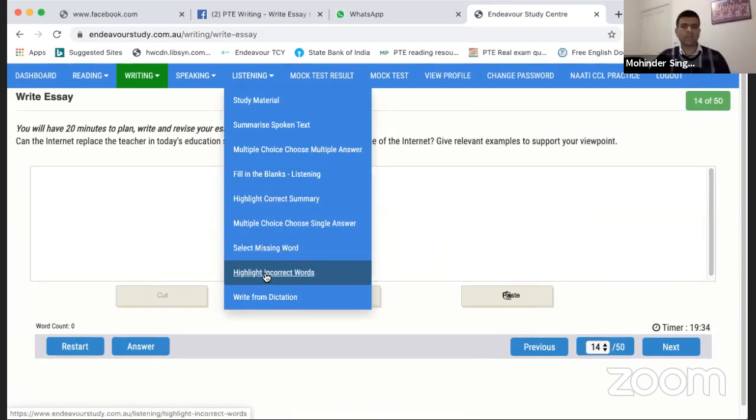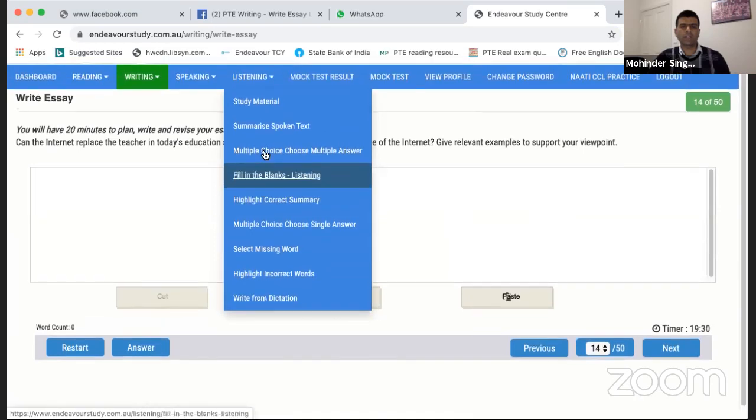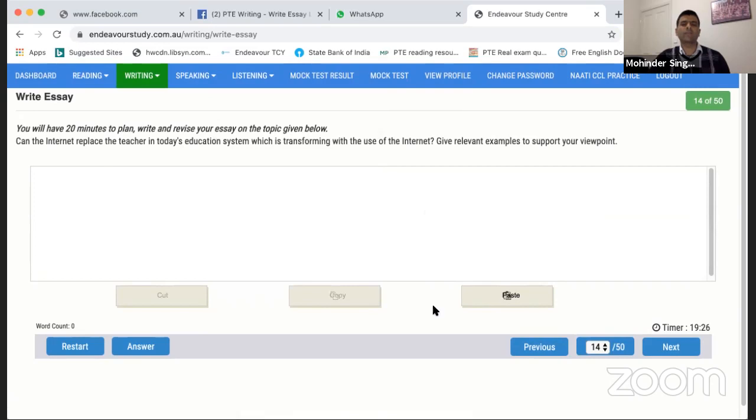Similarly in the listening module, we have a 500 plus write from dictation. We have summarize spoken text, listening fill in the blanks, highlight correct summary. You have got everything which you can practice here. Then once you have done that, we will test you through a mock test, and we see how you're performing in the mock test, and then you go into the exam.